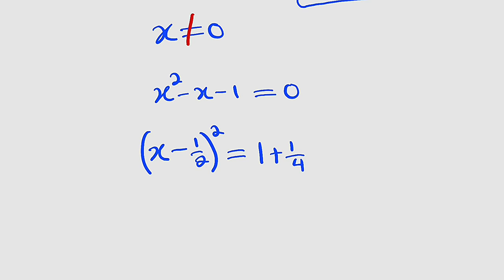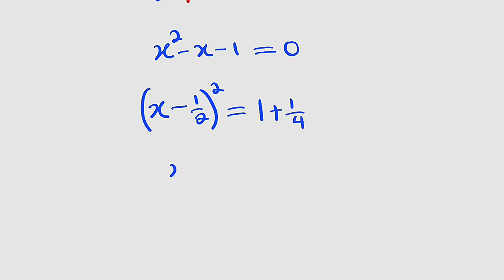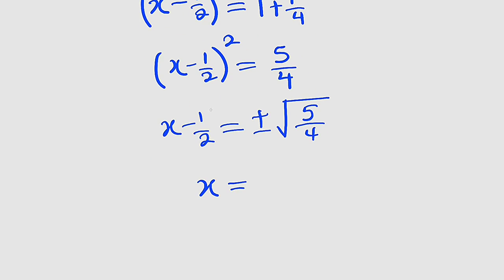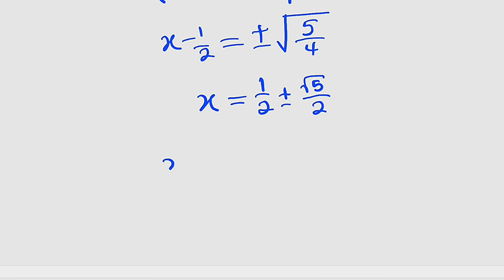You can use the general formula to solve it as well. So this is x minus 1 over 2 squared equal to 5 over 4. Next, we take the square root of both sides. We have x minus 1 over 2 equal to plus or minus the square root of 5 over 4. This is x equal to, as this crosses over, it becomes positive 1 over 2, plus or minus. The square root of 5 remains square root of 5. Square root of 4 is 2. So you can see that x is equal to 1 plus or minus square root of 5 divided by 2.